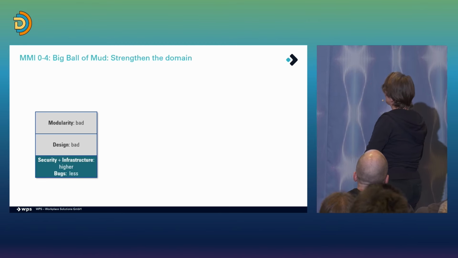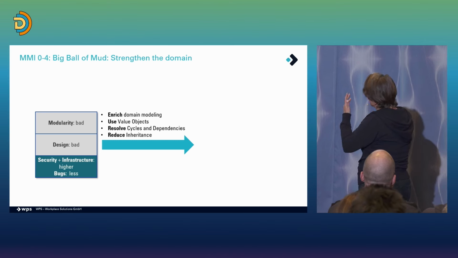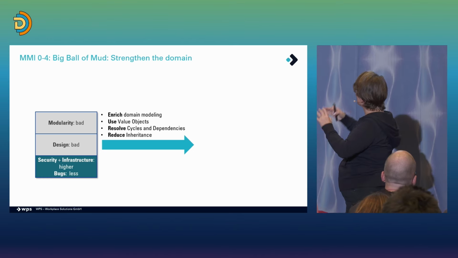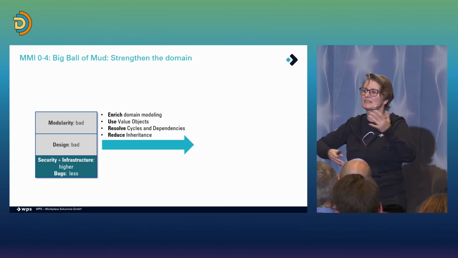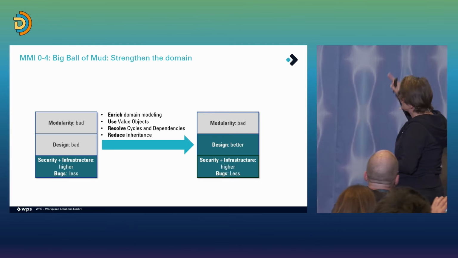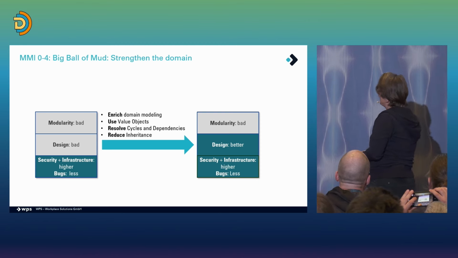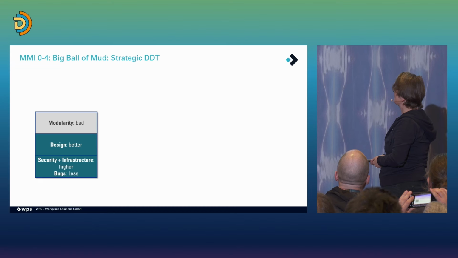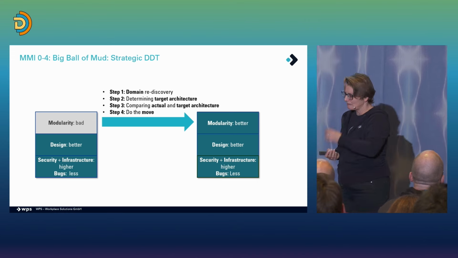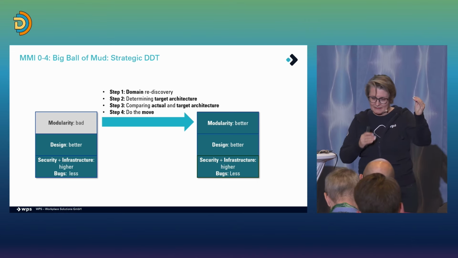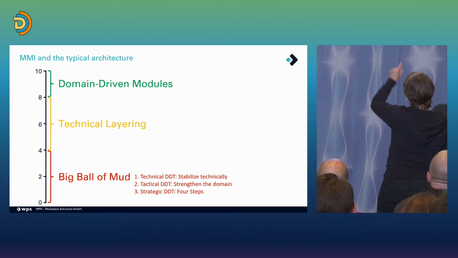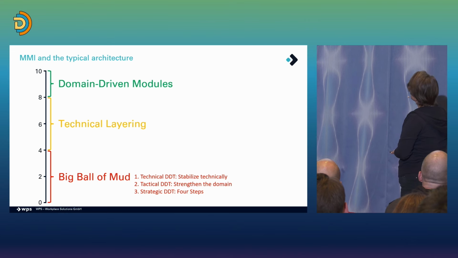You can do something about the bad design. You can enrich the domain modeling. You can start to use value objects. You can resolve cycles, dependencies, reduce inheritance, all these things that we want to do in a good design. So that you get on this level, this takes more time. And if you're there, then you can do something about the modularity. You can do the 4 steps that I showed to you just then, and the modularity gets better. So this is what we do with a big ball of mud. We do these 3 things, one after the other.